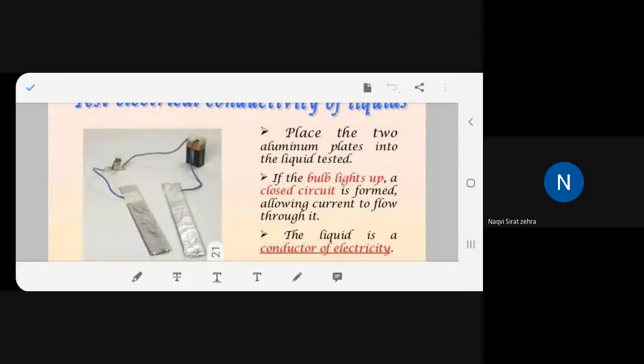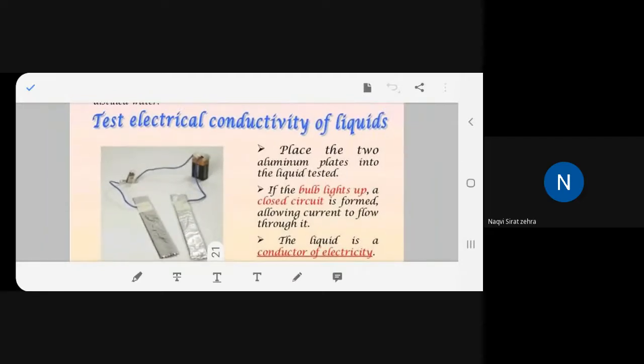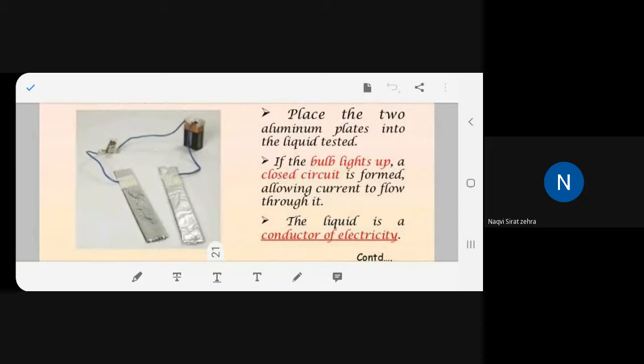See how you test the conductivity of liquids. Let's see. If you take two aluminum plates and put them in the liquid, and you see the bulb lighting up, a circuit is formed, that means current is flowing through it, which shows that the liquid is conducting electricity. Okay?